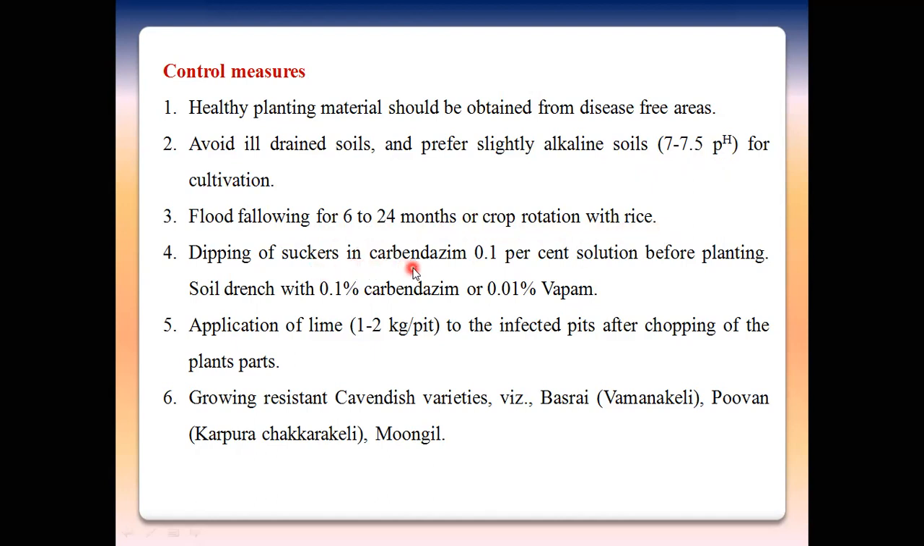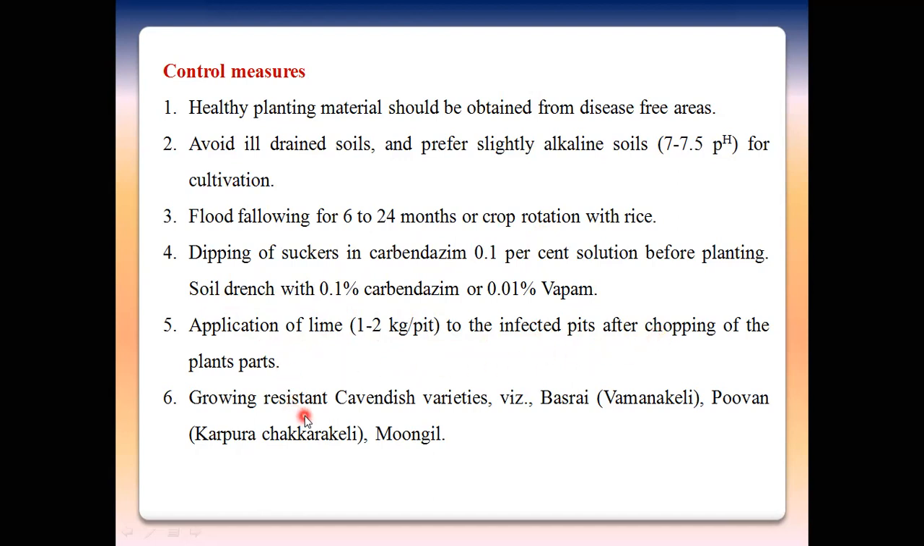Then dipping of suckers in carbendazim solution, that is 0.1% before planting, because this fusarium fungus may survive in the sucker portion. So kill the spores inside these planting suckers by dipping in the carbendazim solution, and these solutions are generally drenched around the root of the infected banana plants. Then also before the actual planting of the seedlings or suckers, application of lime, that is 1 to 2 kg per feet to the infected fields after the chopping of the planting parts.